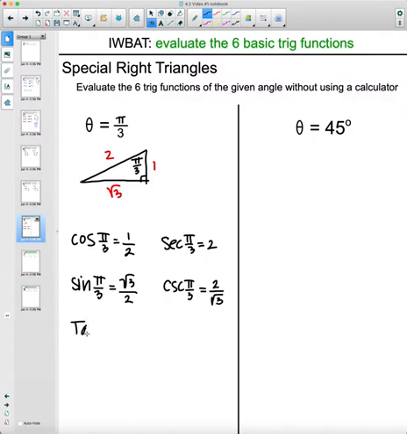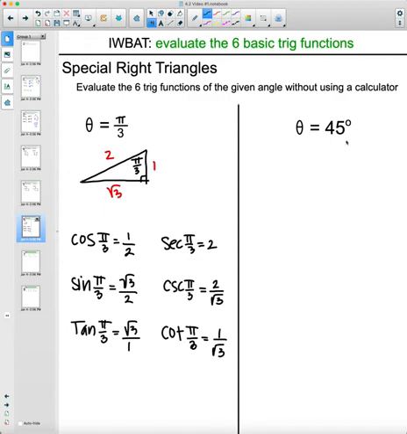And then tangent of pi over 3 is going to be opposite. So opposite of the pi over 3 is square root 3. Adjacent to the pi over 3 is 1. And you could just say square root 3. And then cotangent of pi over 3 is going to be 1 over square root 3.